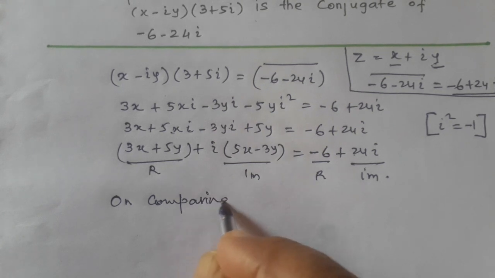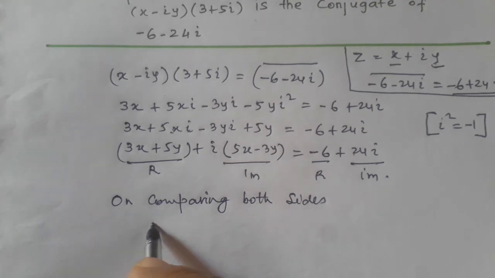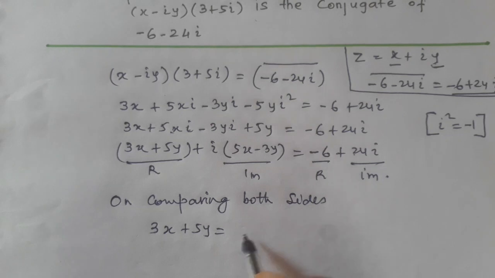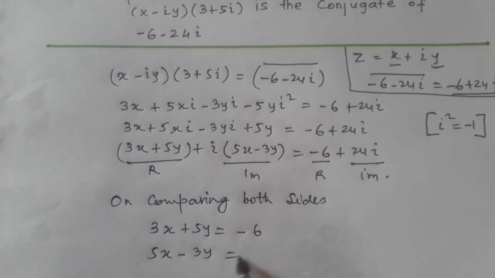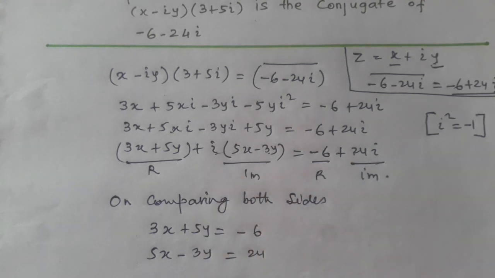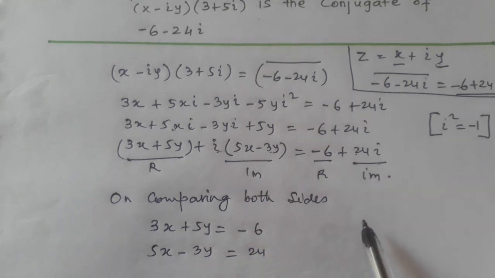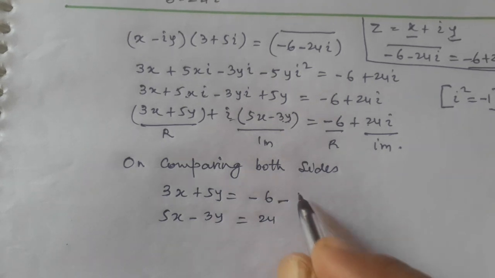So on comparing both sides, the real part: 3x plus 5y will be equal to minus 6, and 5x minus 3y will be equal to 24. This iota and this iota can be removed, so it will be 5x minus 3y equal to 24, right? So these two equations we have got.